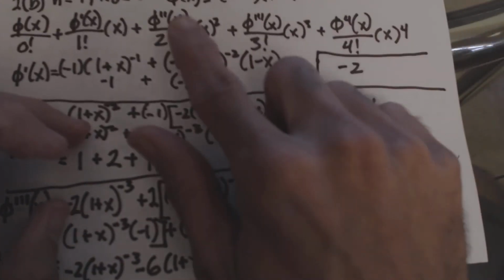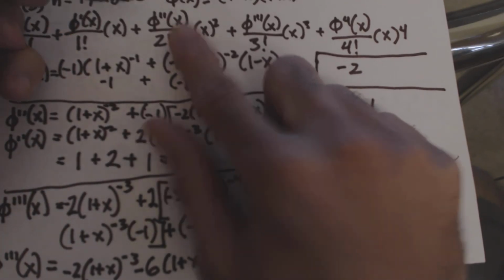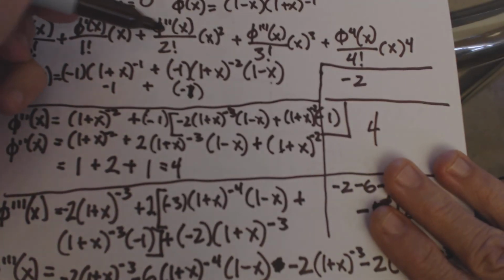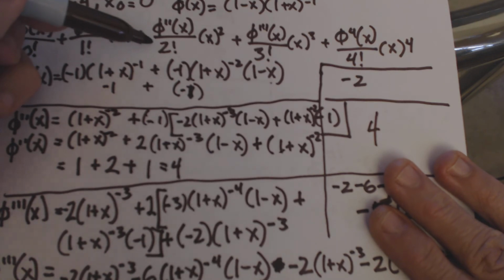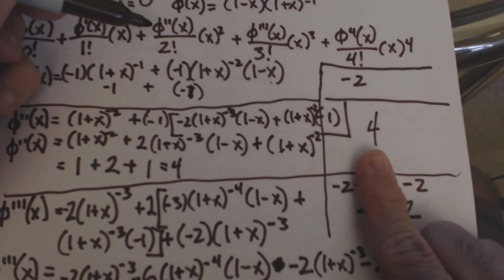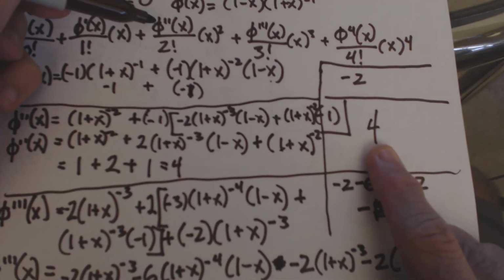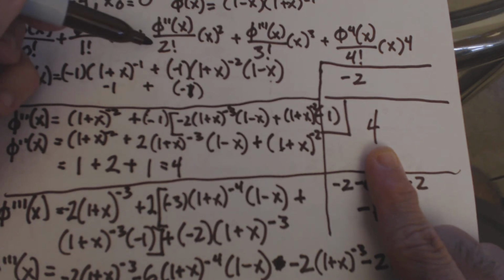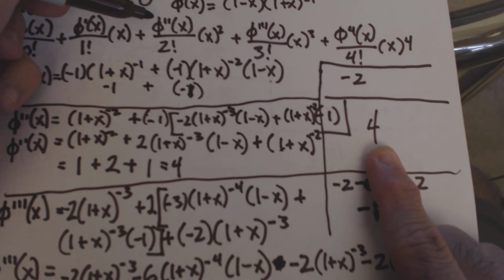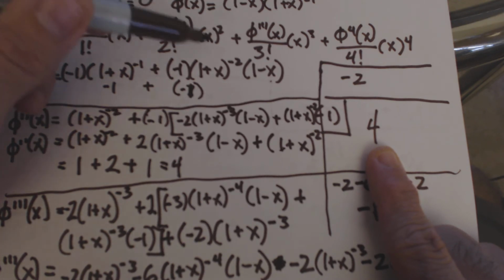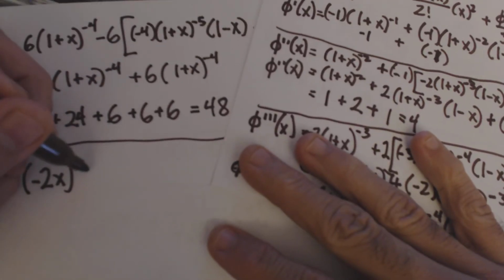All right, let's look at the third term. So it's the second derivative over 2 factorial. The second derivative evaluated at 0 is 4 over 2 factorial, so that cancels out the 2 in the denominator and reduces the numerator down to 2. 2 times x squared, so plus 2x squared.